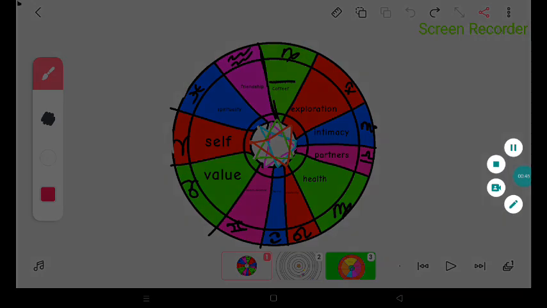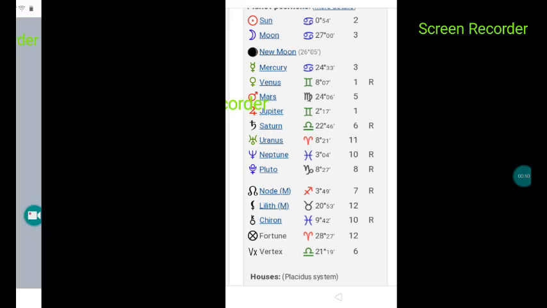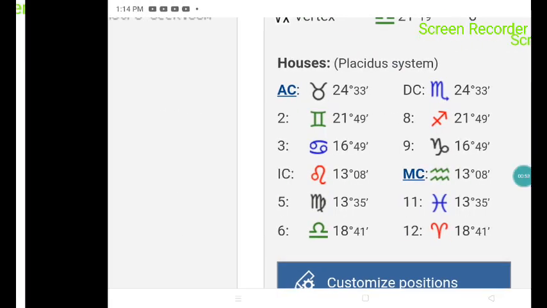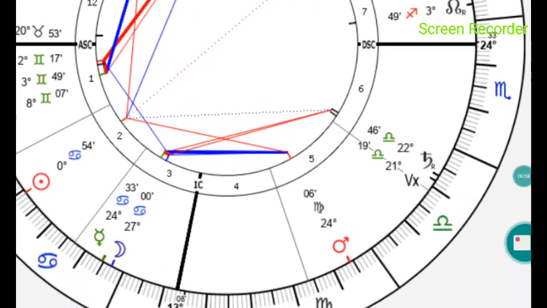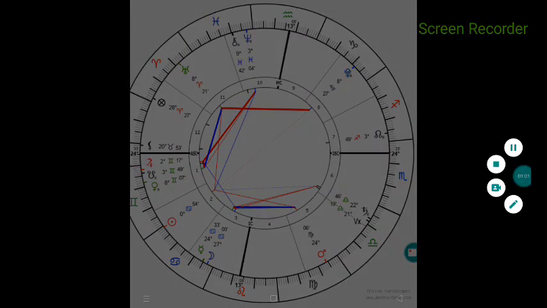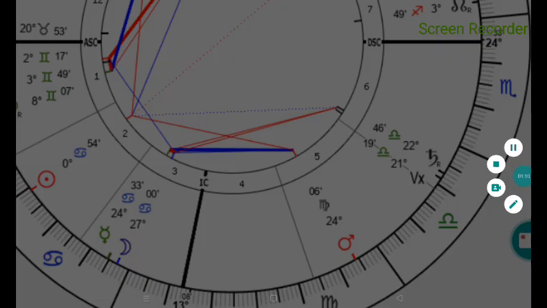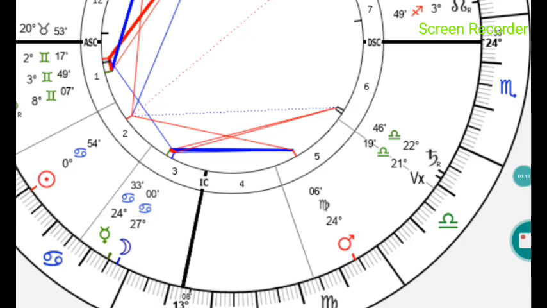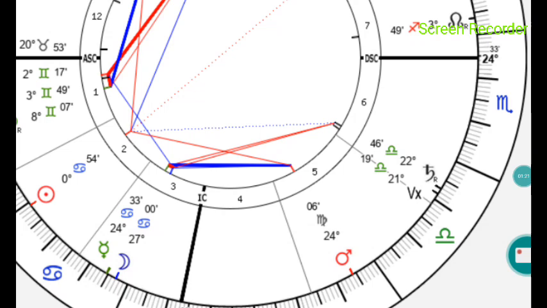Let's take a real life example. My vertex is in Libra, which means that my goal is balance. And let's see which house my vertex is in. So it looks like my vertex is in my sixth house. The sixth house is ruled by Virgo, which is the house of health. But the sixth house doesn't only represent health. The sixth house also represents daily routines and all that.